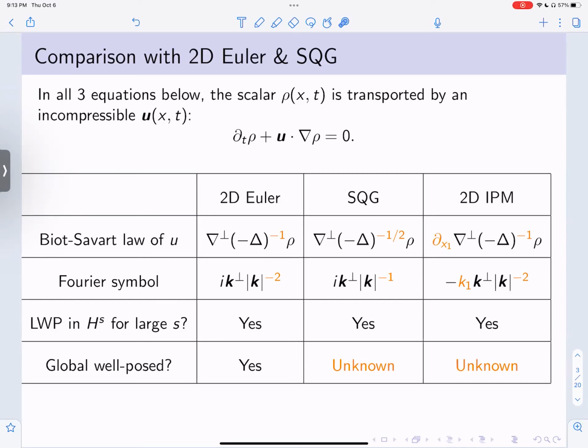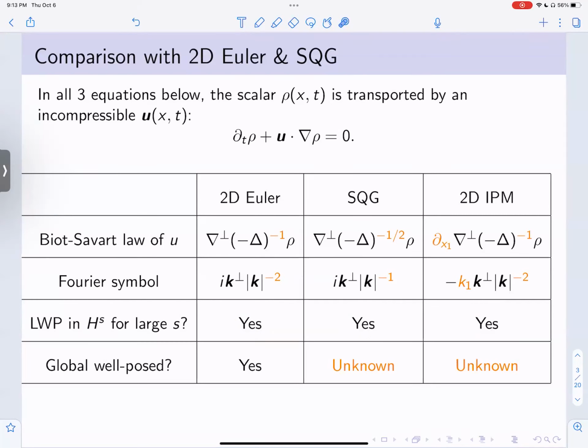So in terms of the local well-posedness, here I like to think about classical solutions. I don't really work on the local well-posedness on the borderline spaces. So let me say that for H^s with sufficiently large s, the local well-posedness for all these three types of equations is well known.